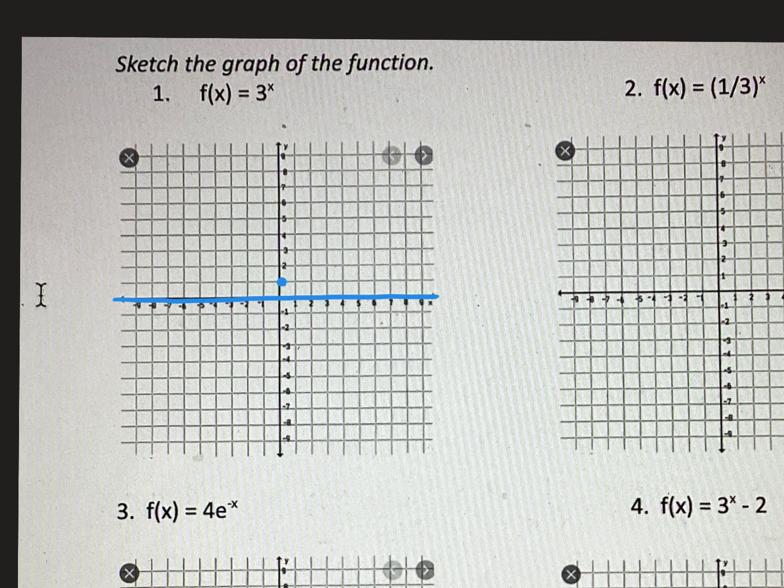Let's go 1 to the right of that point and plug in 1. 3 to the first power is 3. I'm going to connect the dots right there. And there's your graph. I need to see those 2 points though on your graph.